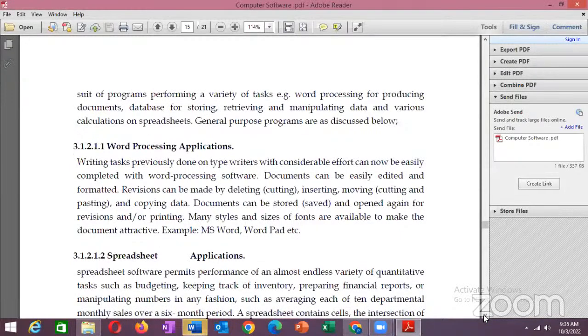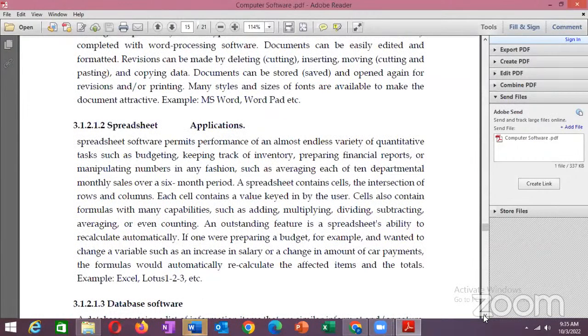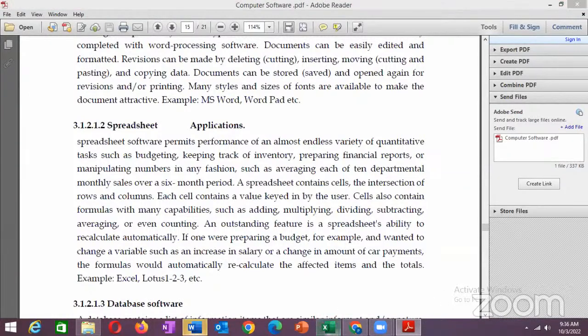Then we have what we call the spreadsheet packages, spreadsheet applications. Spreadsheet software permits performance of an almost endless variety of quantitative tasks such as budgeting, keeping track of inventory, preparing financial reports, or manipulating numbers in any fashion, such as averaging each of the 10 departmental monthly sales over a six-month period. A spreadsheet contains cells. The intersection of the rows and columns makes what we call a cell.